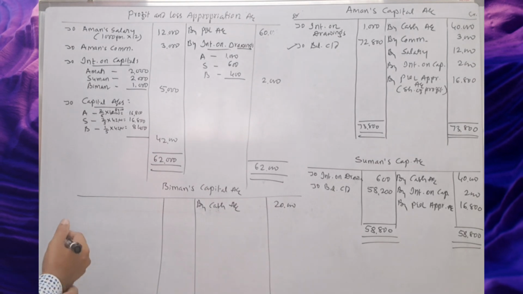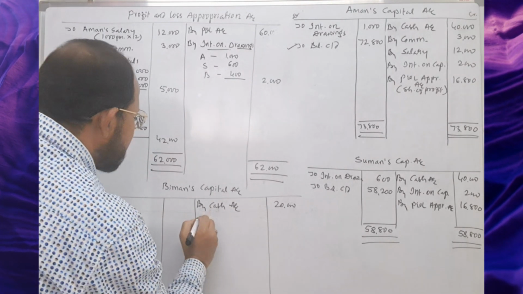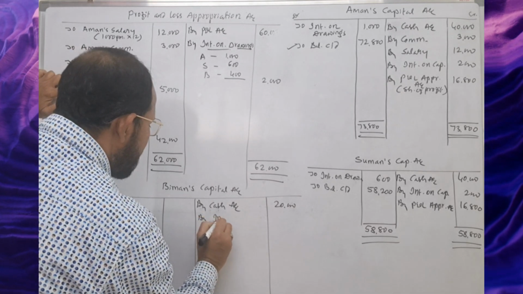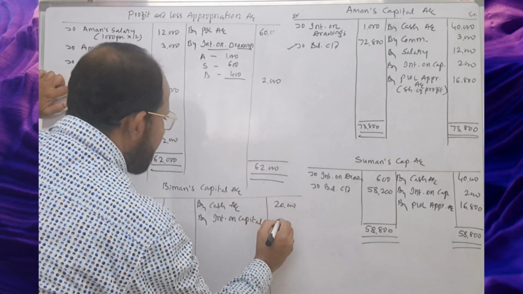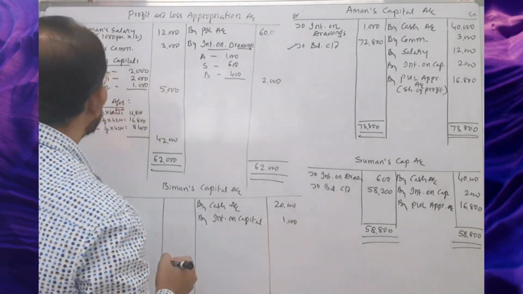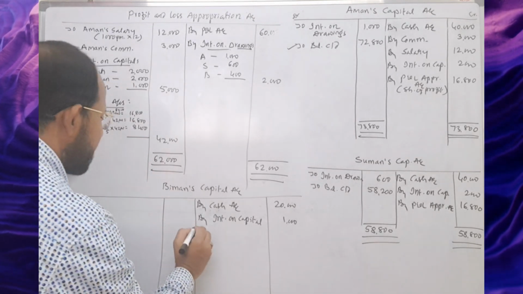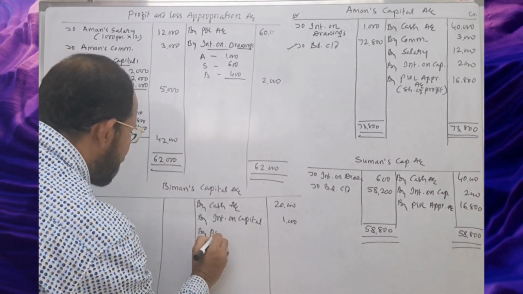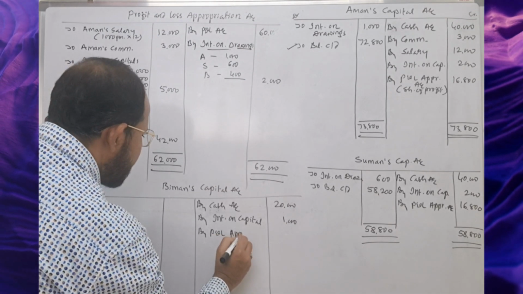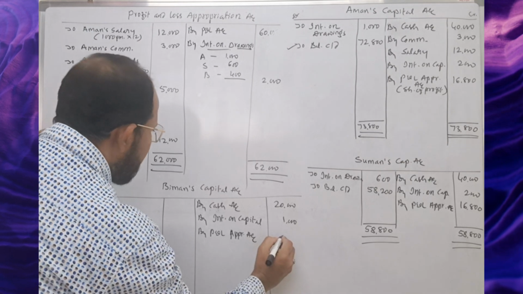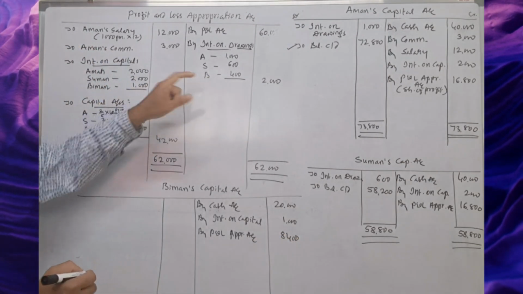Come to Biman's capital. Here Mr. Biman is entitled to get what? Interest on capital. By interest on capital, what is the amount? Rupees 1,000. Next one is his share of profit. By profit and loss appropriation account, you write by profit and loss appropriation account. His share of profit is how much? Rupees 8,400.